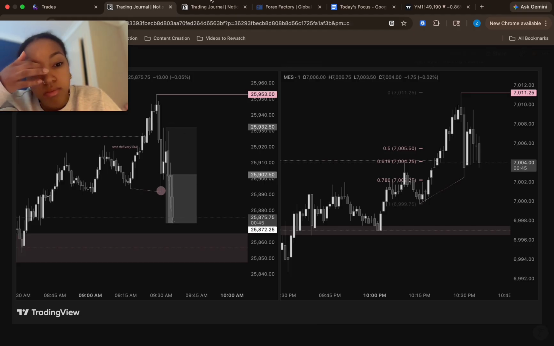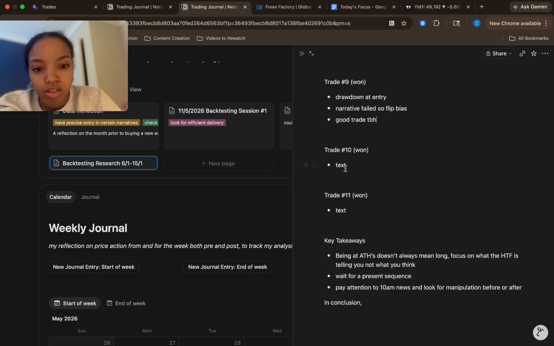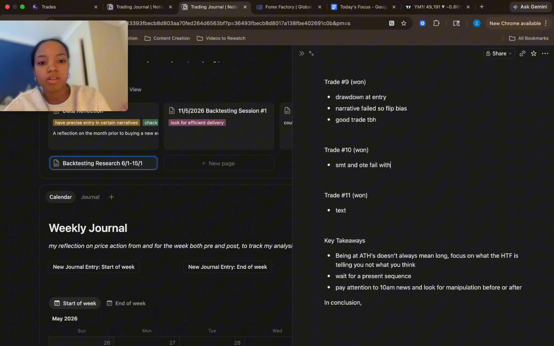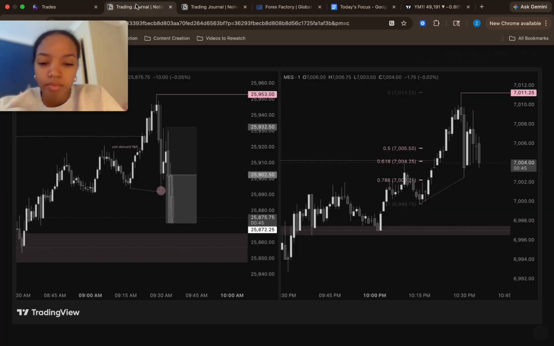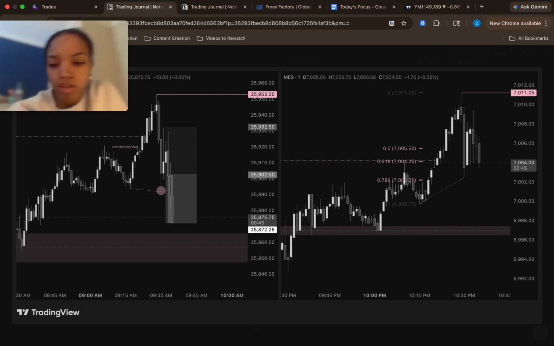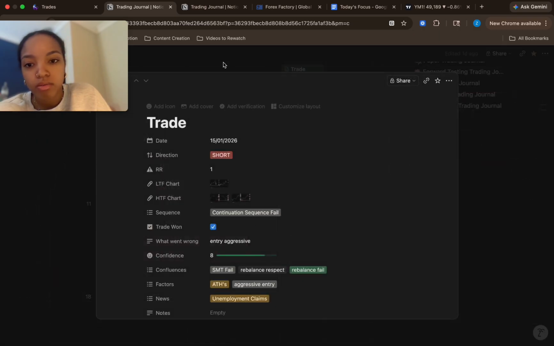Oh, this is a good one. SMT and OTE fail, with draws lower. Good trade. This could have been an inverted buyers in OTE of this larger range, but we have these clear draws lower, so it doesn't really make sense for us to have a reversal sequence, especially if we're invalidating SMT. So yeah, that looks good.